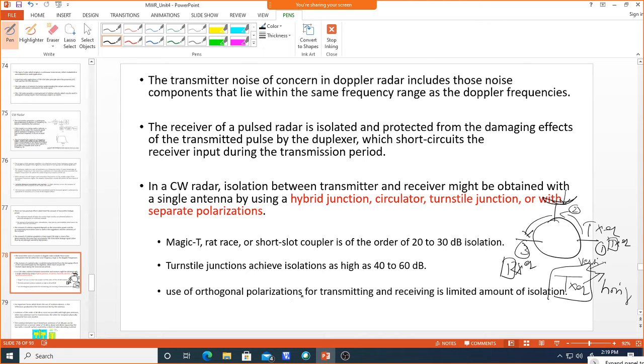You can also use orthogonal polarization, as I said, horizontal and vertical. You can even use orthogonal circular polarization, LHCP and RHCP, that is left hand circular polarization and right hand circular polarization. These two types of polarization can also be used for transmitting and receiving, which isolates the signals between transmitter and receiver. This is also very important in receiving the proper echo signal.